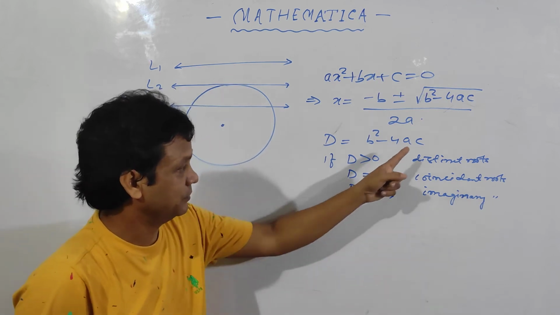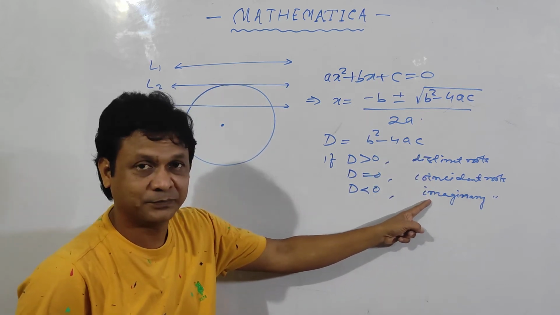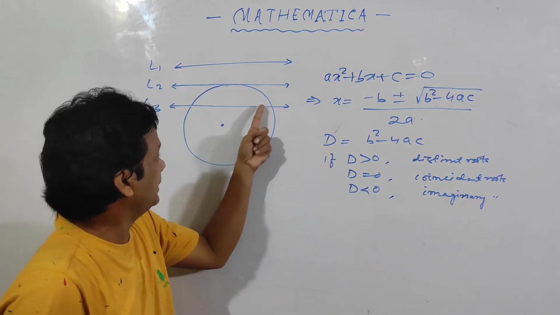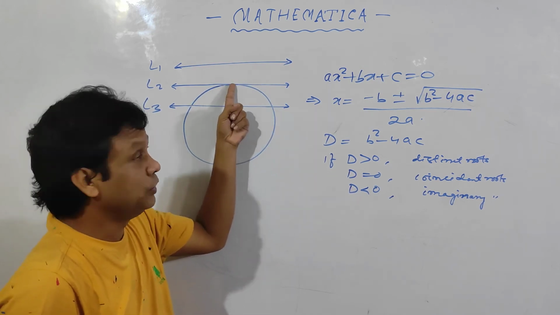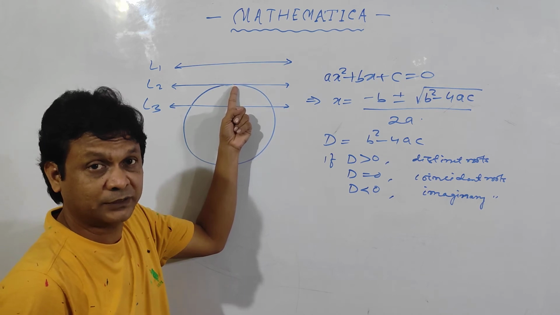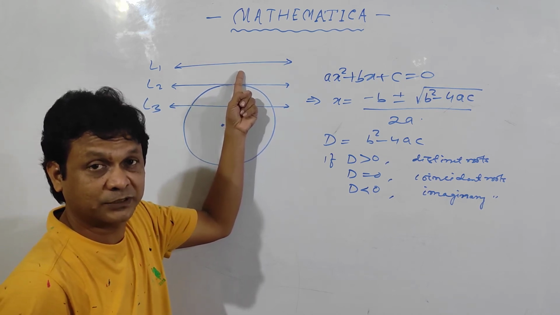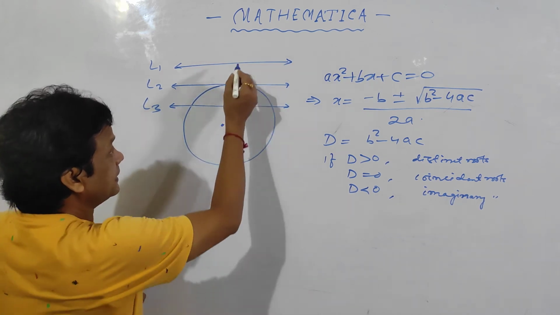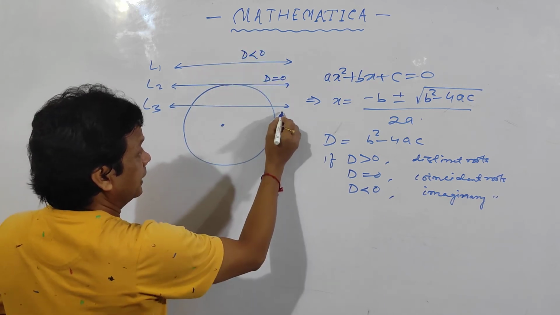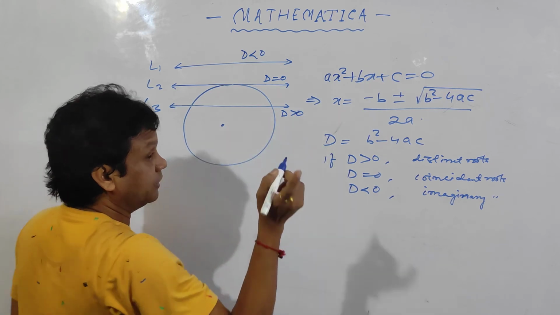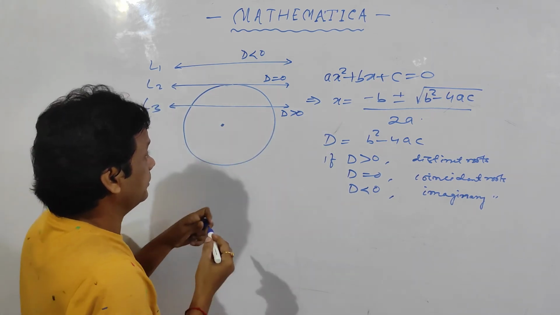Clear? 2 real and distinct points. Clear? 2 real and coincident points. And this is the imaginary points. This case is D less than 0, this case is D equal to 0, and this case is D greater than 0. I will explain it. See here, this one.